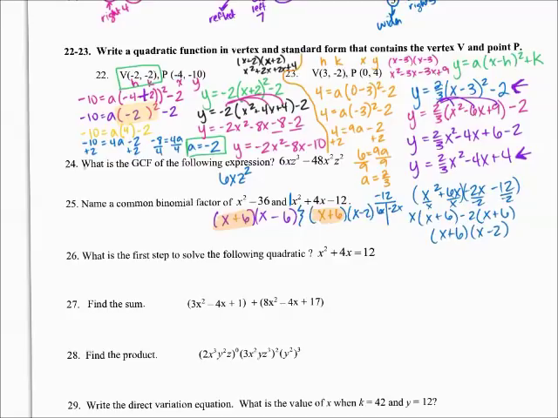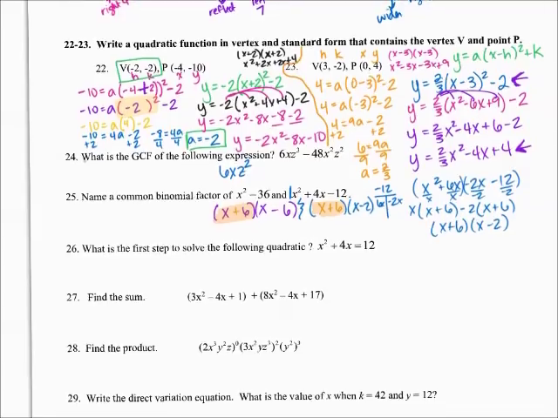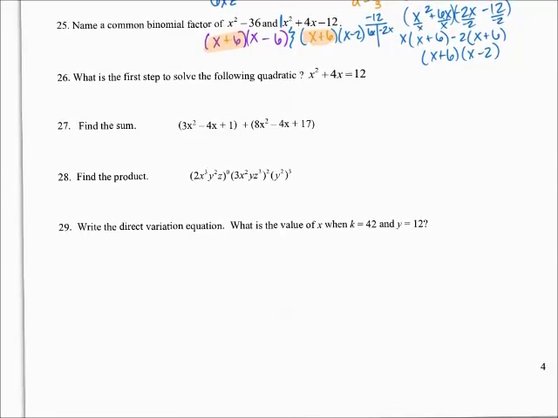Next thing we want to do, number 27, we want to find the sum, so we're going to add those two together. When you're adding, you can just start combining like terms. So I've got x squared, and that's going to be 3 plus 8, so 11x squared. Then we've got x terms, so negative 4x plus negative 4x is minus 8x. And then 1 plus 17 is plus 18. Remember, if that were a minus instead of a plus in the middle, you would have to distribute that negative 1 to your second parentheses before you could combine like terms.